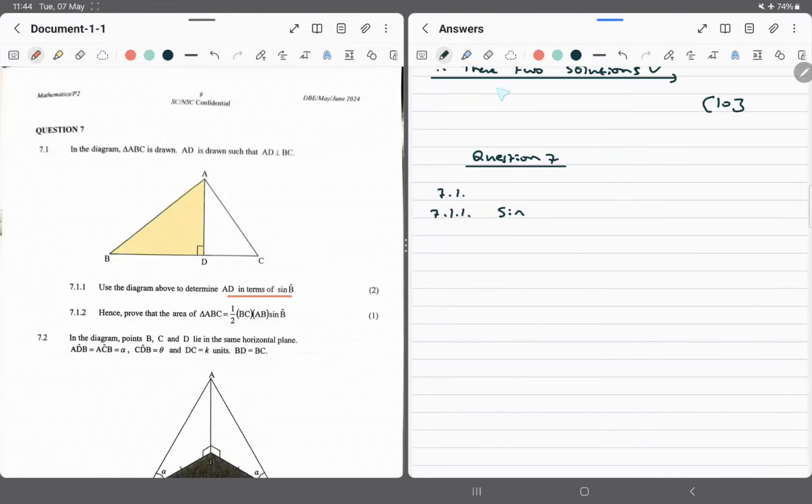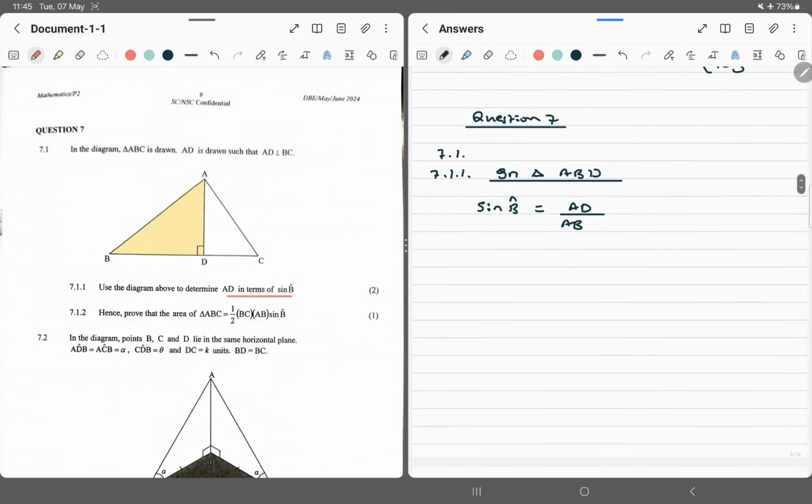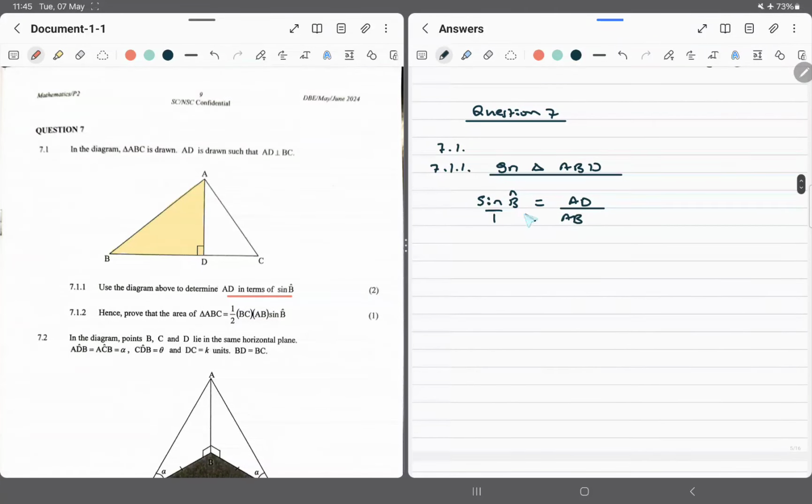We know that in triangle ABD, we will see that sine of angle B is equal to the opposite side AD over the hypotenuse side AB, okay? And then this is over 1, cross multiply. Therefore, we can see that AD becomes AB sine B.